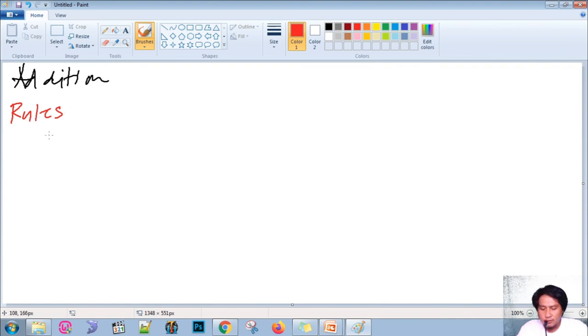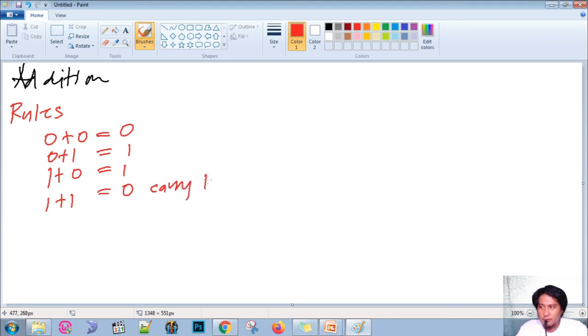If you have 0 plus 0, that is equal to 0. If you have 0 plus 1, that is 1. If you have 1 plus 0, that is still 1. And if you have 1 plus 1, that is equal to 0, but you have a carry of 1.